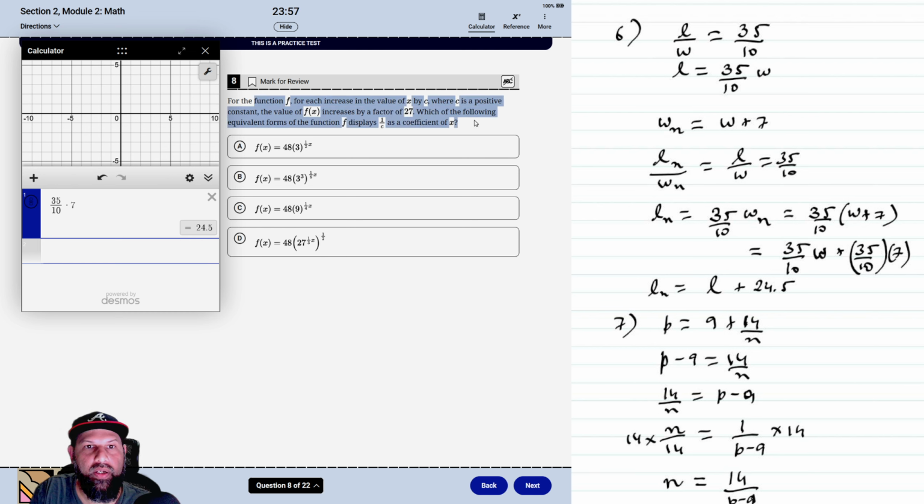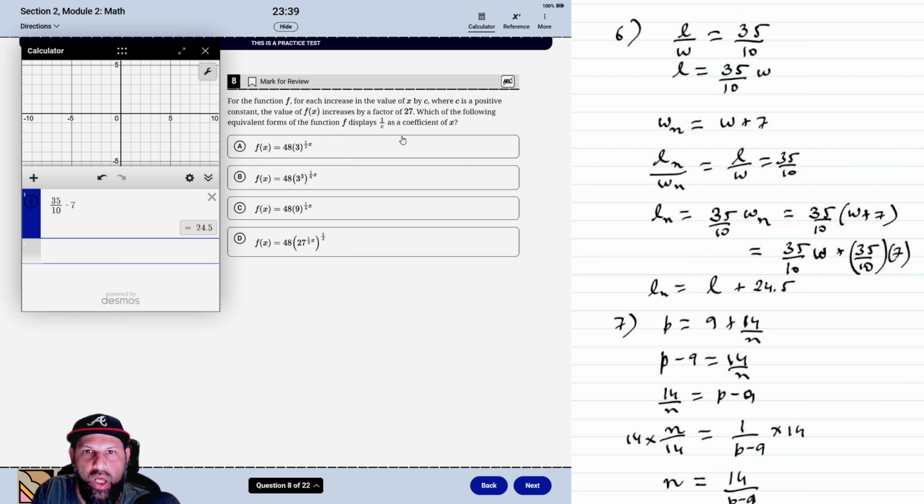For a function f, for each increase in the value of x by c, where c is a positive constant, the value of f of x increases by a factor of 27. Which of the following equivalent forms of the function f displays 1 over c as a coefficient of x?